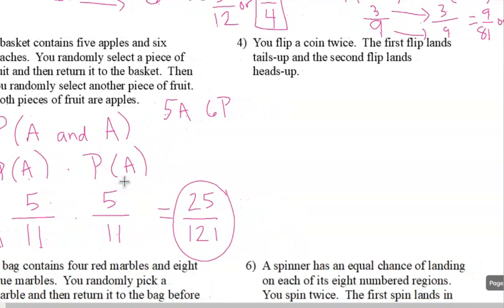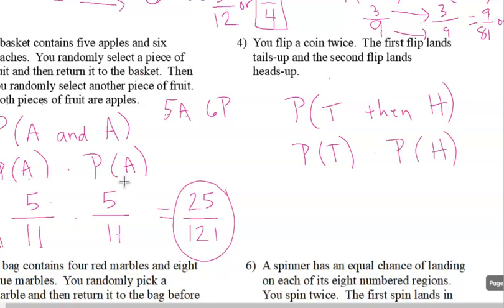All right, let's look at number 4. You flip a coin twice. The first flip lands on tails, and the second flip lands on heads. So what's the probability that we'll get a tails, and then we want a heads? So probability of tails times the probability of heads.